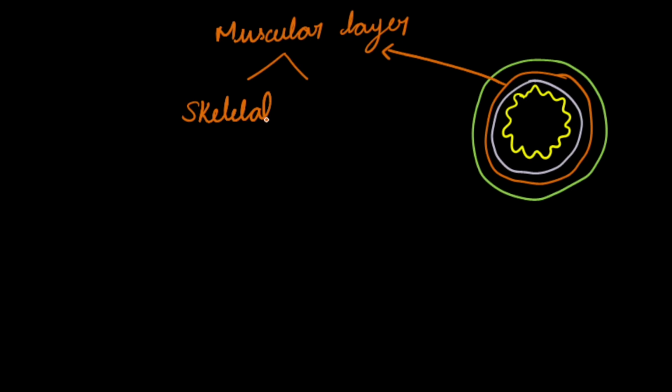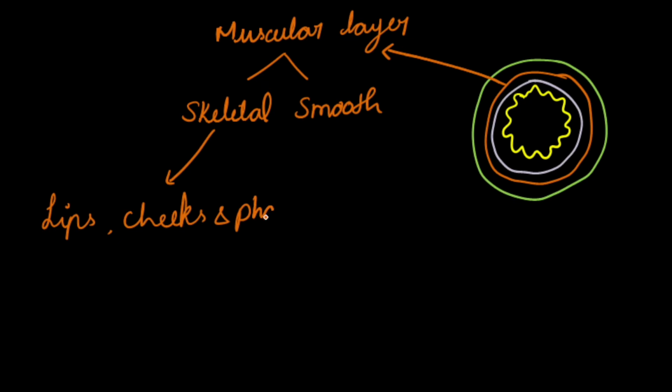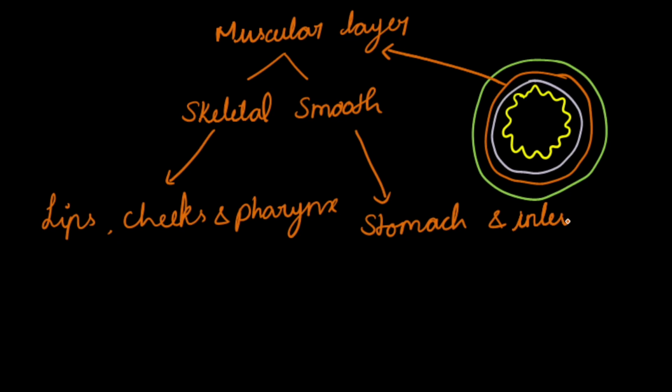So now we are going to discuss regarding the third layer, that is muscular layer. And this muscular layer is made of skeletal muscle and smooth muscle based on the requirement. And this skeletal muscle fibers we can see in lips, cheeks, and pharynx. And this smooth muscle we can see mainly in stomach and intestine.